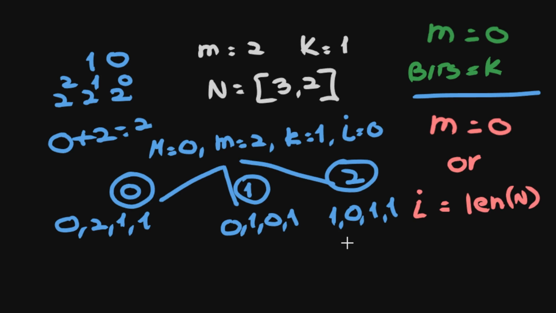And here m is 0, and the amount of bits in the mask is 1, and 1 is equal to k, so we have a successful base case. So at this point we can return 1 here.